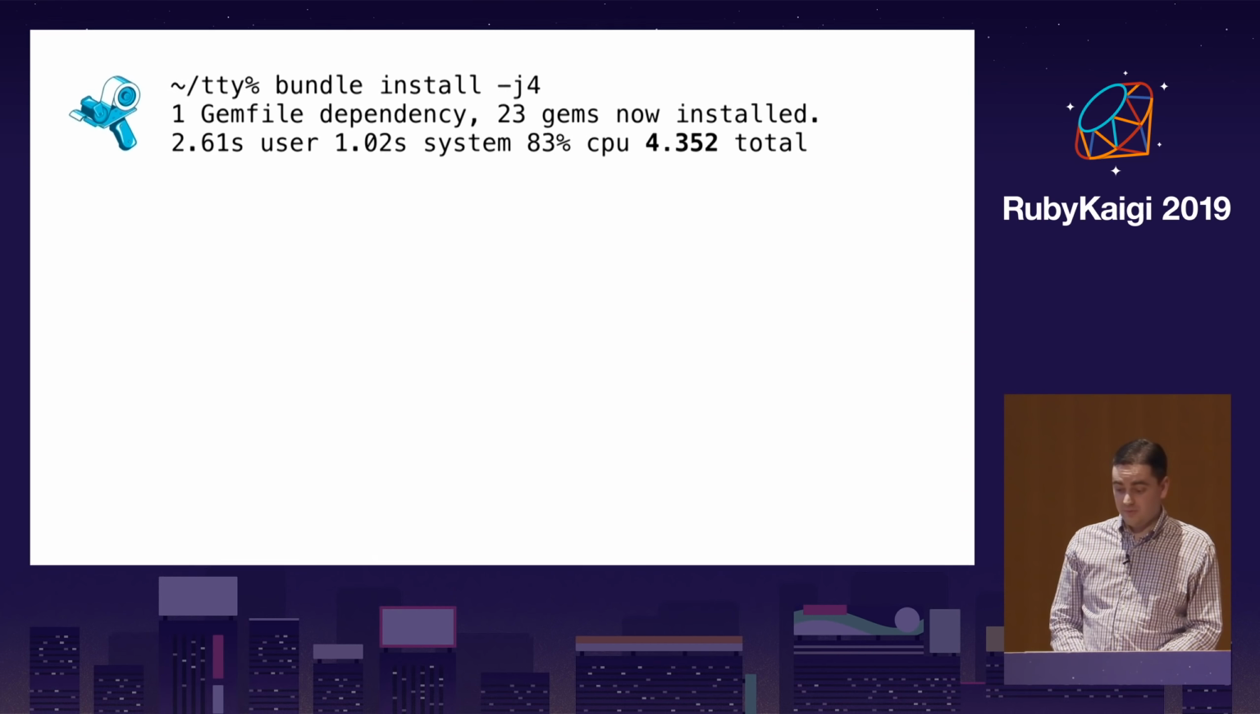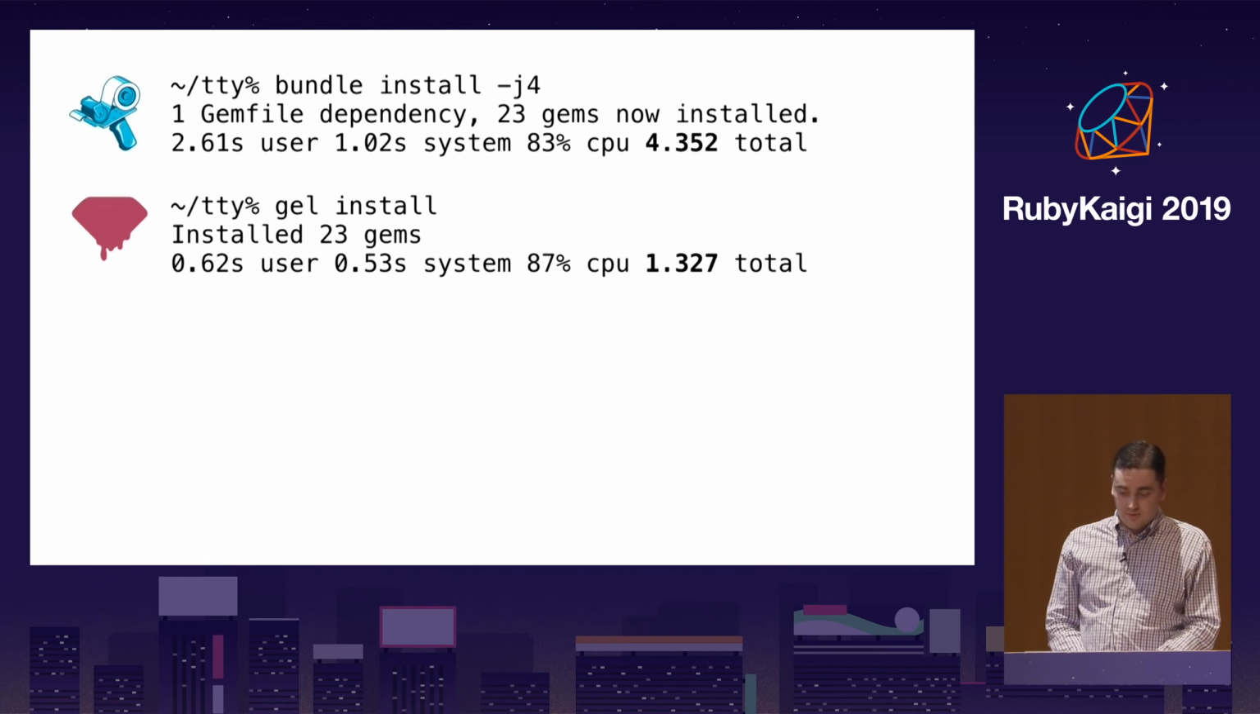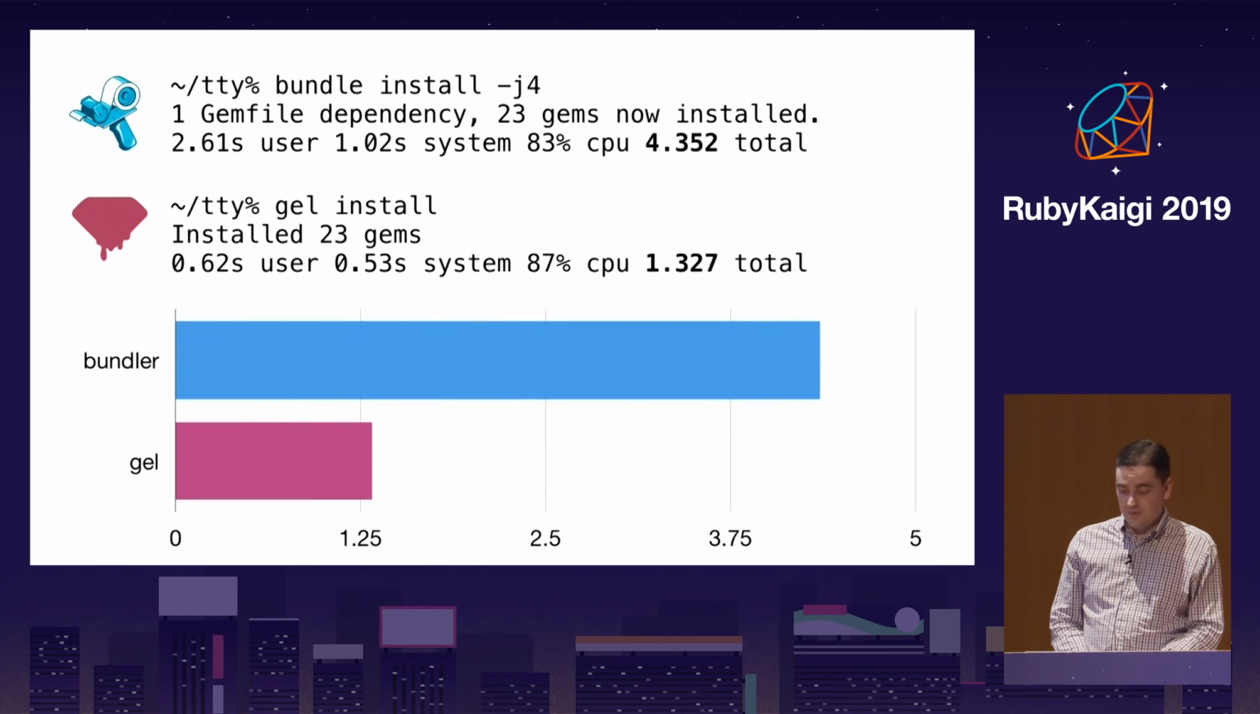Bundle install is 4.3 seconds. There are fewer gems, but still, those C compilers are slow. Maybe they need a JIT. Gel install is 1.3 seconds. Even with a small gem list and no extensions to compile, Gel gets the job done in less time.